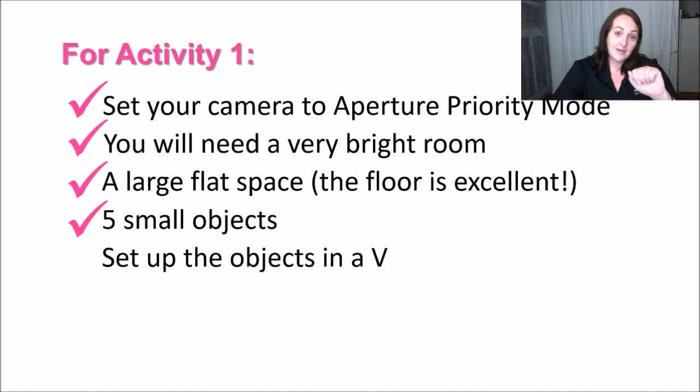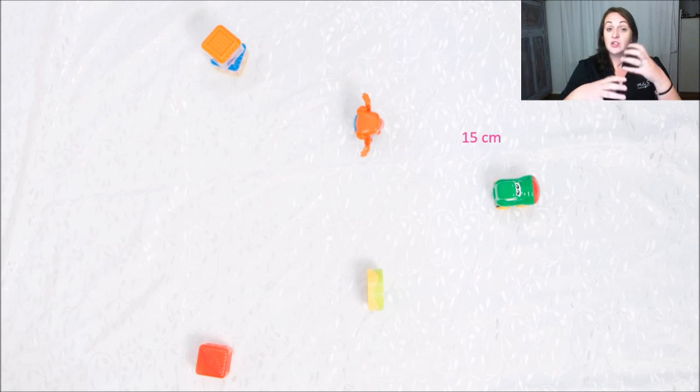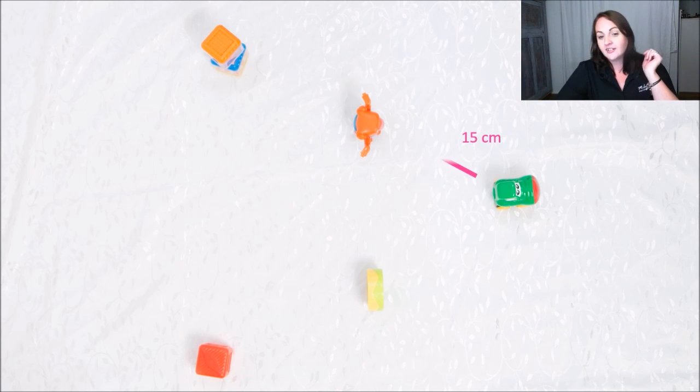Now you need to set up the objects in a V shape, like so. If you have them about 15 centimeters apart, it will give you the best result in showing how your f-stop works and how to make that background blur. If you have them too close together, you're not going to get as much of a blur between them. So I do suggest at least 15 centimeters between each of the objects, and that nice V shape or an arrow shape, depending on how you're looking at it.